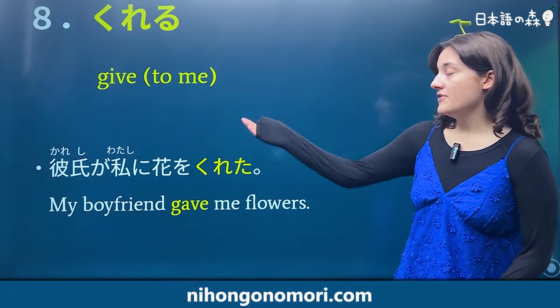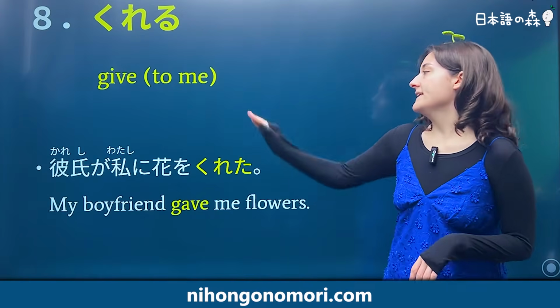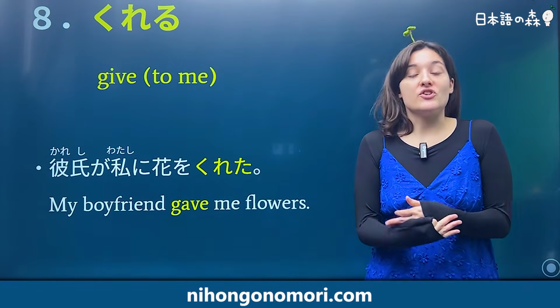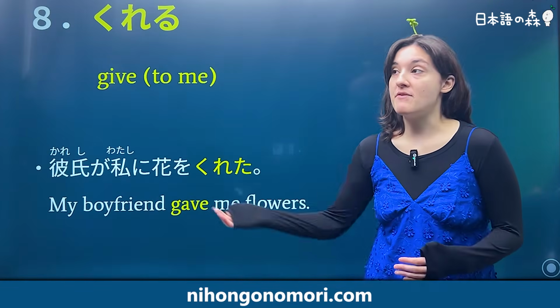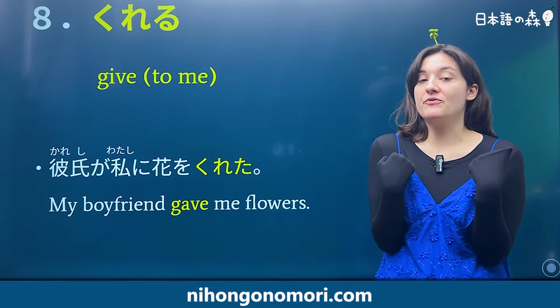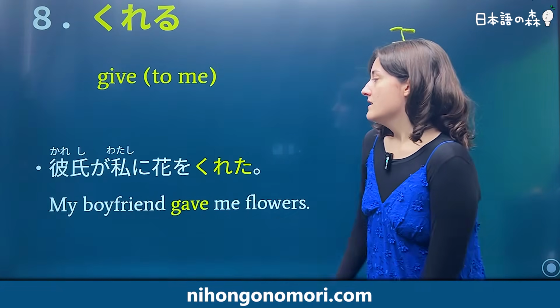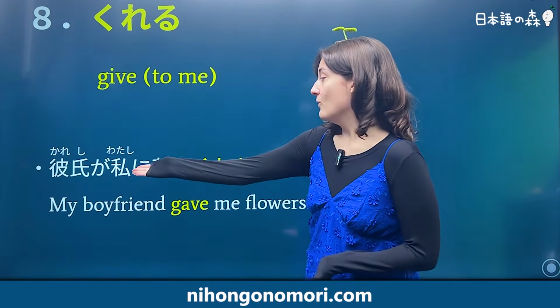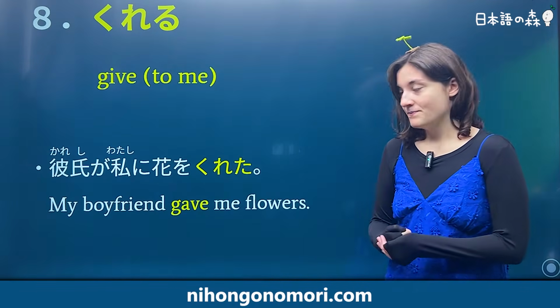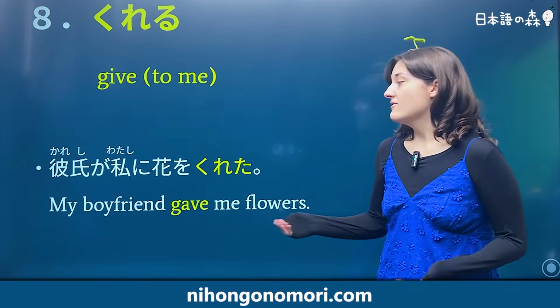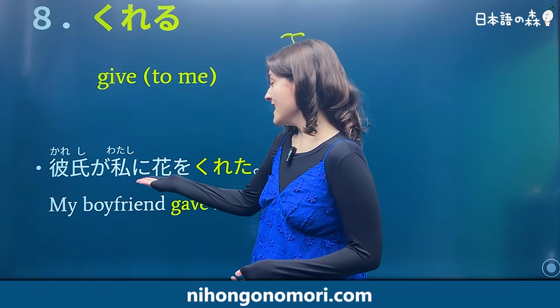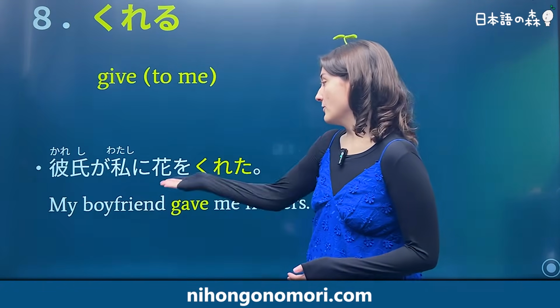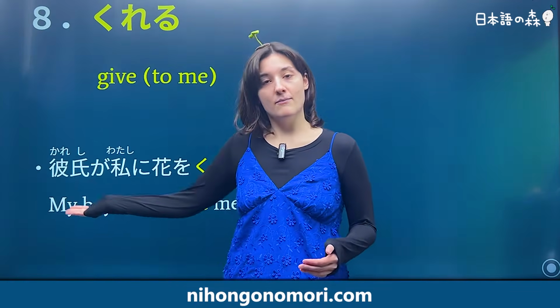くれる. So this is give to me, the speaker, or give to somebody in my close circle, like my sister, or somebody who, if you gave it to them, I would also feel grateful for it. So here we have 彼氏が私に花をくれた. So my boyfriend gave me flowers, right? So 私に to me, flowers. And who gave it? Boyfriend did.